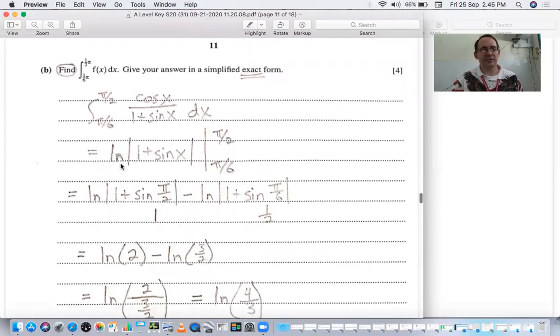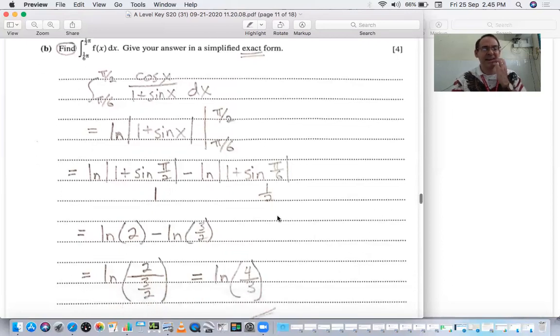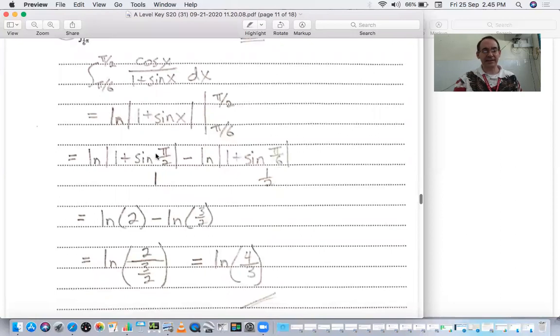And so you just get the logarithm of the denominator, 1 plus sine x, and then we evaluate it at pi halves and pi 6, top minus bottom. So here's the top plugged in. Sine of 90, or sine of pi halves, is 1. This is sine of 30, which is 1/2. So hopefully you recognize that or plug it into your calculator.